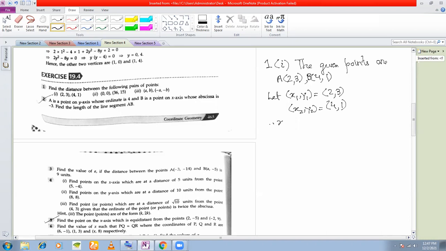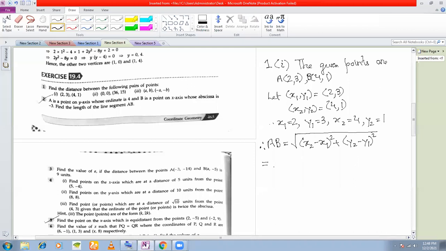Right? So therefore, what do you get? x1 is equal to 2, y1 is equal to 3, x2 is equal to 4, and y2 is equal to 1. Now, in order to calculate the length of AB, you use the distance formula, which is root over of (x2 minus x1) whole square plus (y2 minus y1) whole square. Okay, for this question only, I'm showing you everything, how to take x1, y1. From the next question onwards, I'll not be doing all these steps.